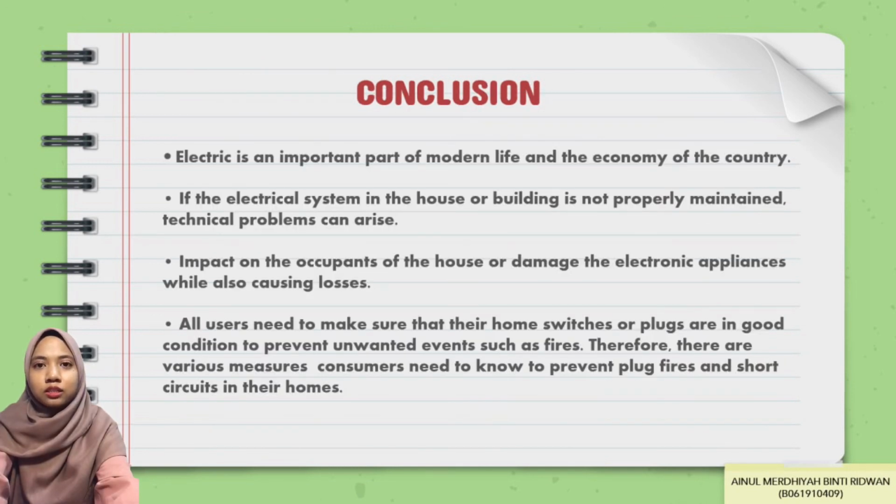In conclusion, electricity is an important part of modern life and the economy of a country. Electricity has become a necessity because it is used for lighting, heating and others. So if the electrical system in a building is not properly maintained, technical problems can arise. When a problem occurs, it will have an impact on humans. So we need to be careful to prevent the problem before it happens. Therefore, we need to pay attention and keep everything in good condition. Otherwise, we can contact an electrical professional to consult or solve the problem.